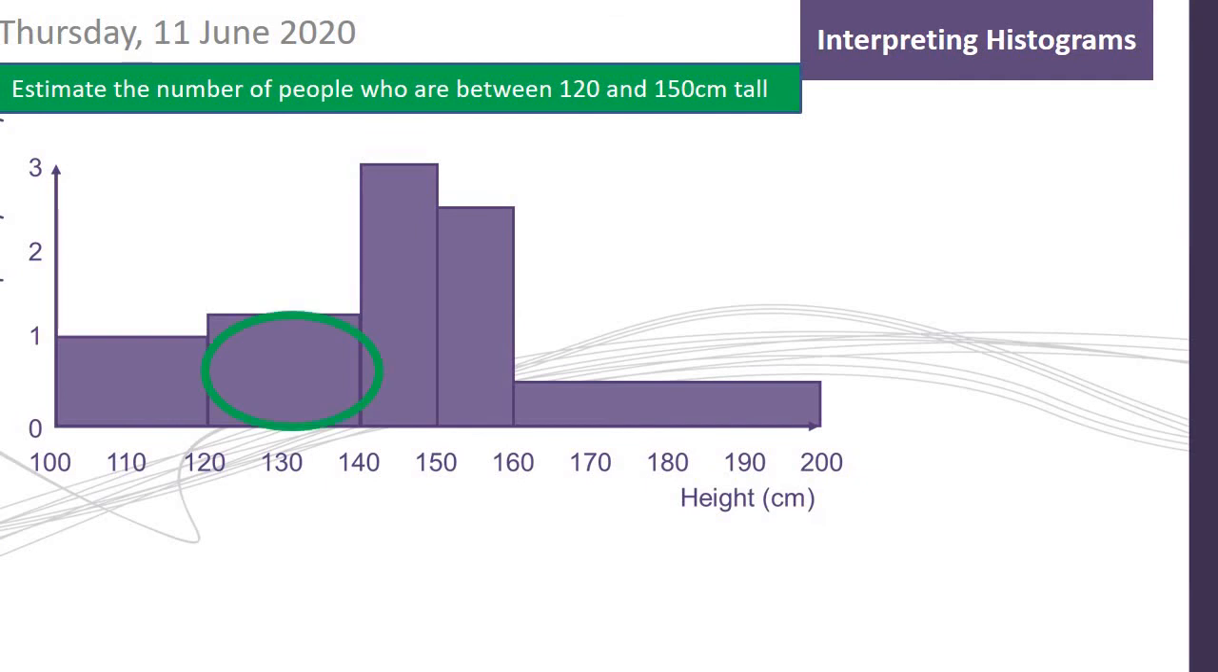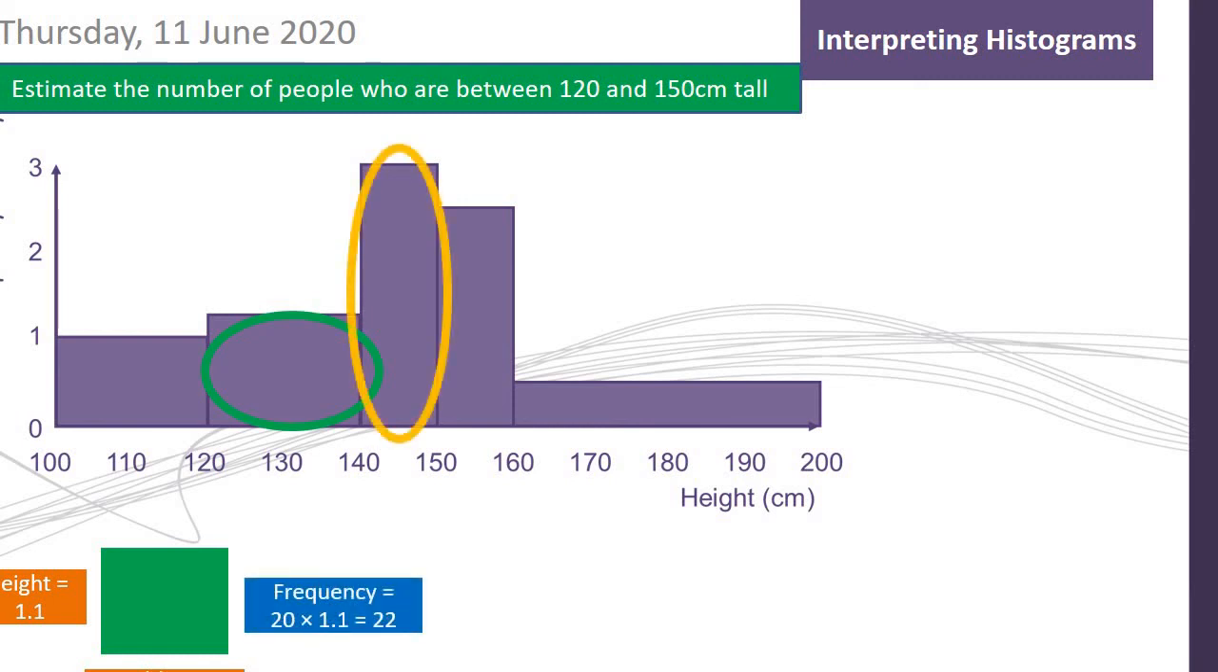Okay, this one asks how many people are between 120 and 150. It'll always say estimate because we're not working with exact values, we're working with grouped values. And sometimes it'll ask you, why is this an estimate? And that's the reason you would give, because we haven't been given exact values, they're grouped. So here we have a width of 20 and a height of 1.1. It's probably quite difficult to tell because there's no graph paper behind it. Multiply those together gives us a frequency of 22.